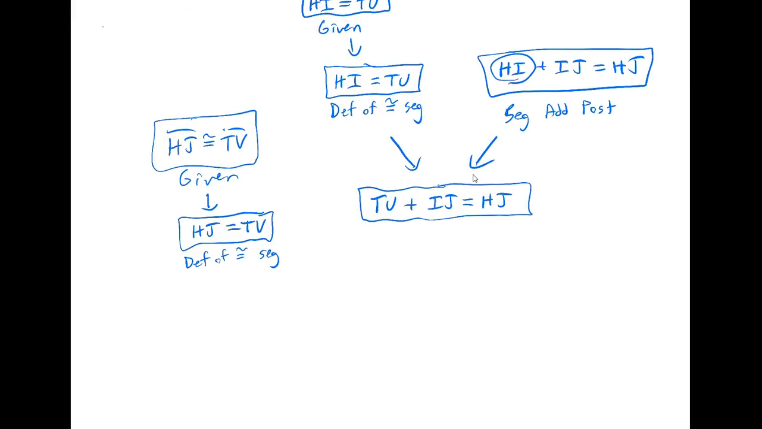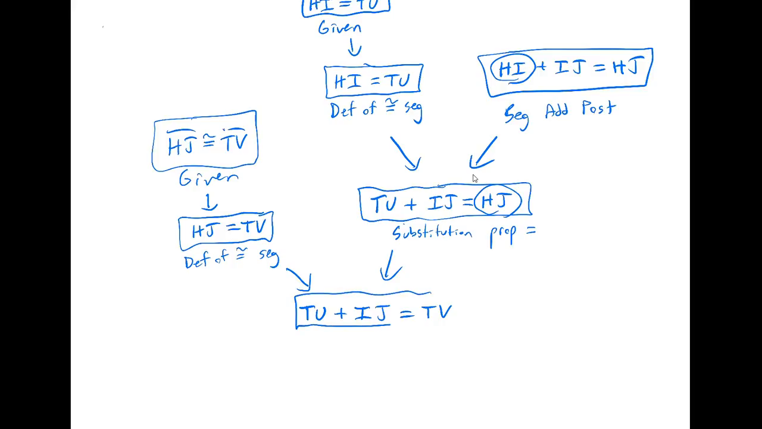Okay, so now we can substitute. Oh, I never wrote the reason here. That was the substitution property of equality. Now we can piece these two together, and we can replace the HJ. So now we've got TU plus IJ equals TV. Again, that was the substitution property. Now we've used both of our givens.